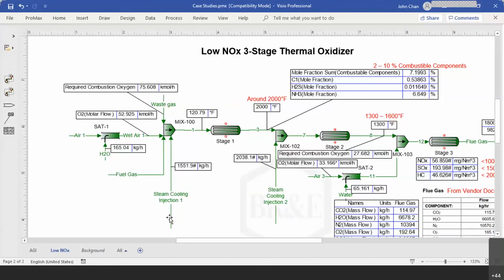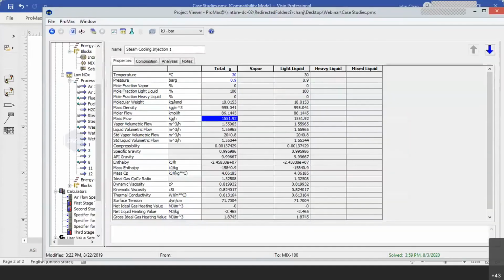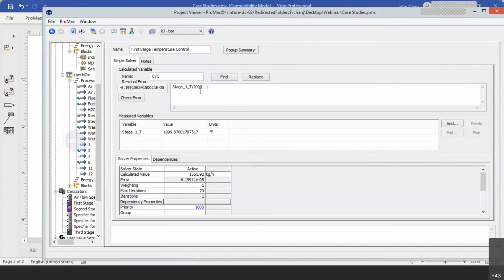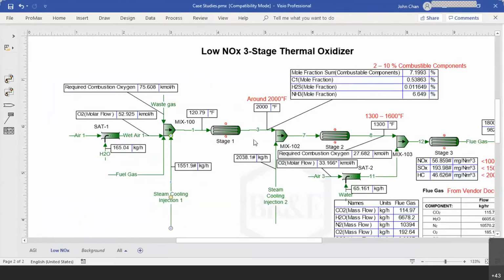And we also have this steam cooling injection stream. Basically you can feed in your water or your steam. In this case, it is water. What we did here is we created a simple solver on the flow rate of our water to achieve 2000 degrees Fahrenheit at the outlet of stage 1. So ProMax is adjusting how much water to feed into the burner such that the temperature is 2000 degrees Fahrenheit. You can see that in stream number 3, ProMax has calculated how much steam is required to get to my desired temperature of stage 1.